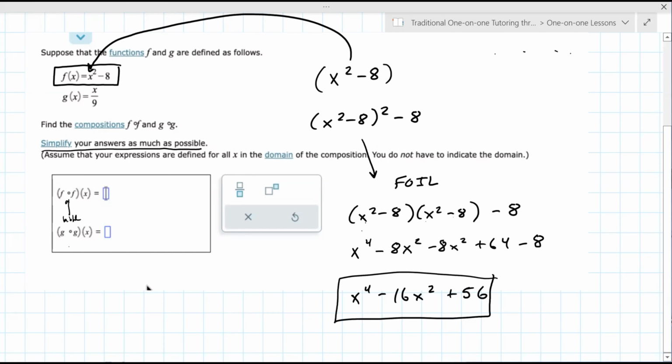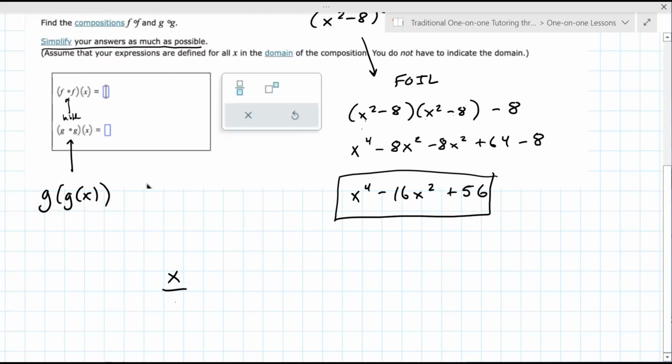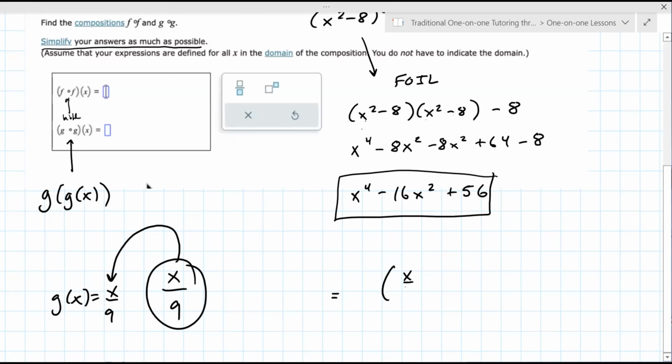Now the second one is kind of the same thing. It's really g of g of x. I kind of prefer this notation. I think it's a little bit clearer. And it's the same idea here. You're going to take that x over 9, and you're going to plug it back in wherever you see an x. So it's taking the place of that. So it's x over 9, over 9, like that. And that's correct, but not simplified.